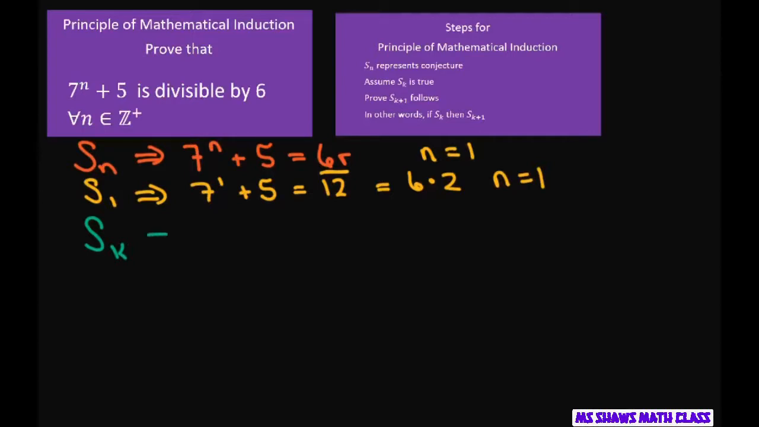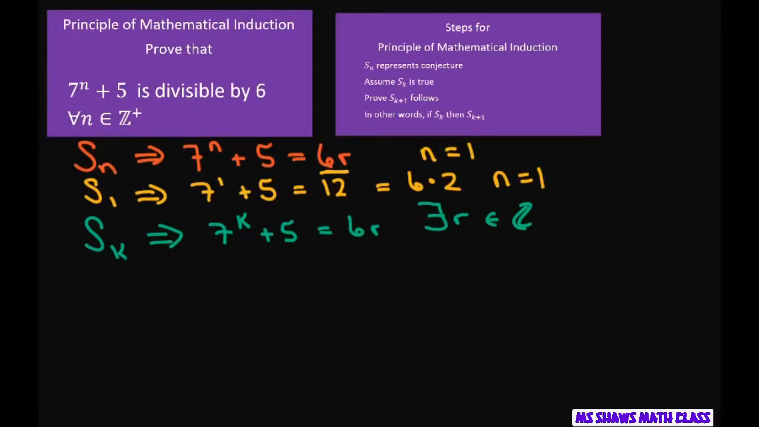k. So we're going to write this again: 7 to the k power plus 5 equals 6 times r, and r is an integer. It's for some r, that's an integer.